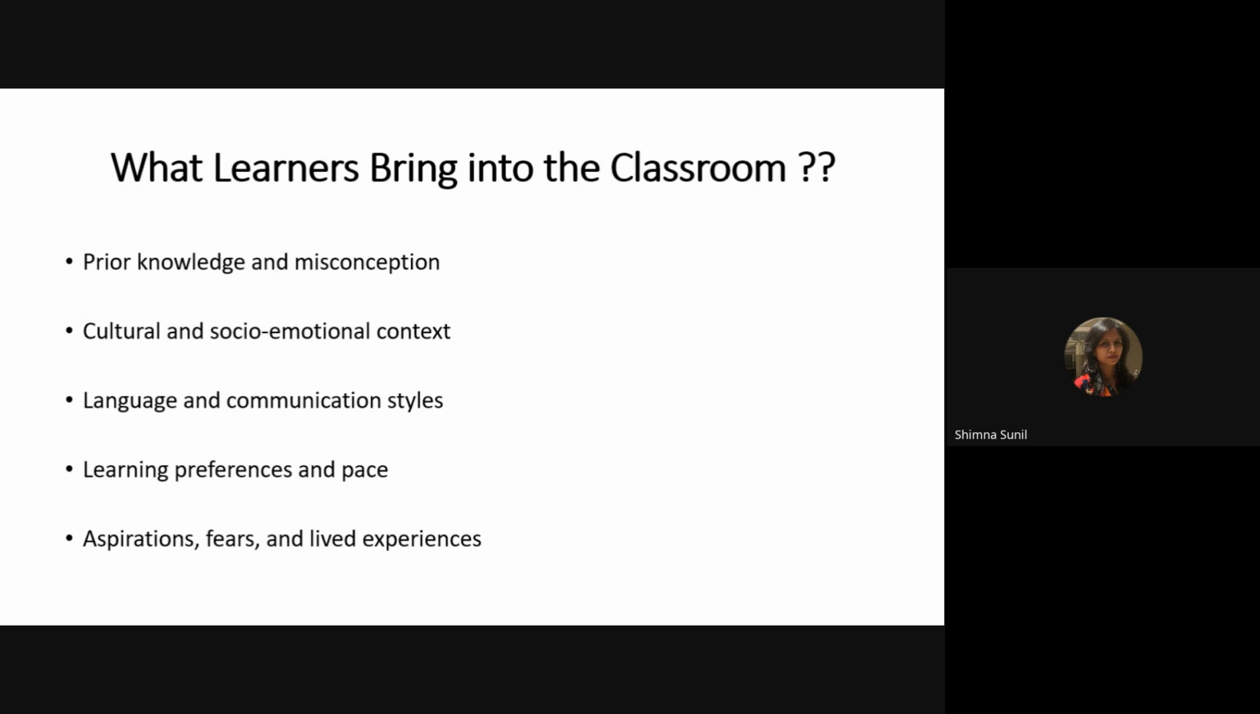Every layer of the child, whether it is a prior knowledge, whether it is a misconception, whether it is a social emotional context, whether it is a learning pattern or the learning style that the child has learned, you have to layer it out one by one. And if it is rightly brought to the class, you have to develop upon it. And if it is wrong, or if it is not helping the child, we have to make the child unlearn it, and help the child to understand it in a better way. So that is what our children bring into the classroom.